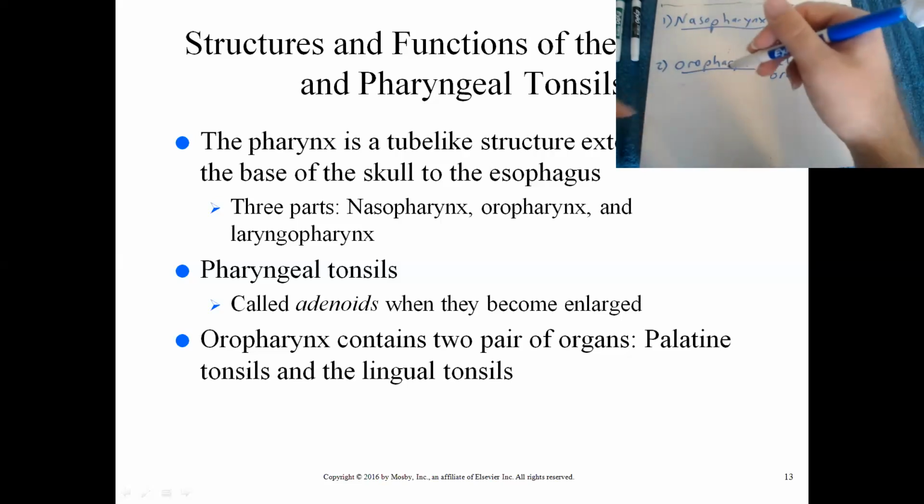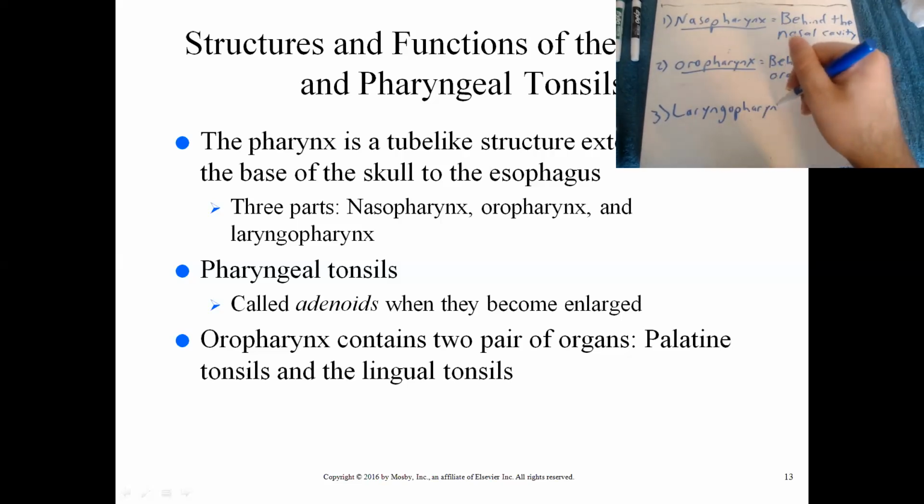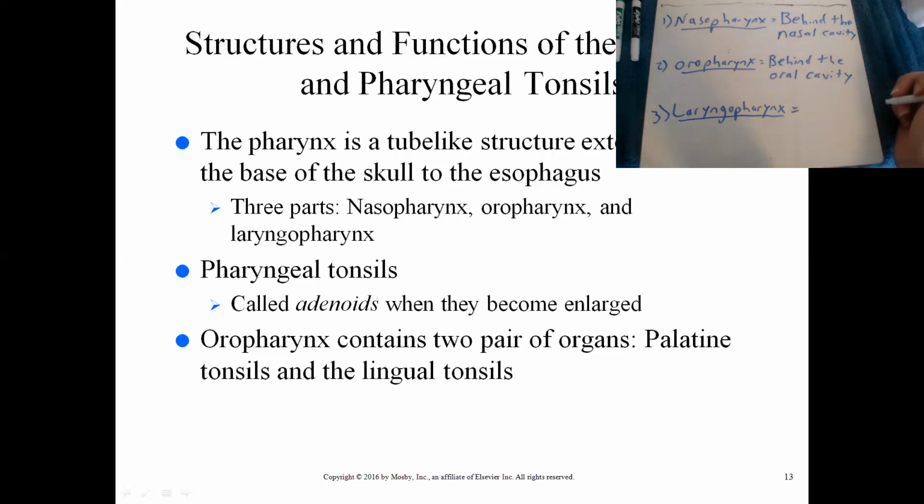And the third one, laryngopharynx. This one's a bit differently placed with respect to its name. Laryngopharynx is not so much behind. I usually describe it as being somewhat above the larynx. Larynx being a structure we'll talk about in the next slide. So three parts.